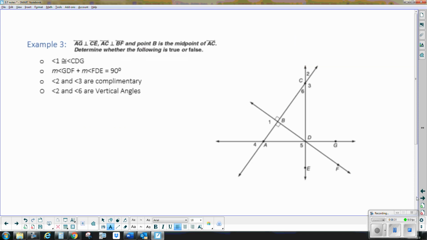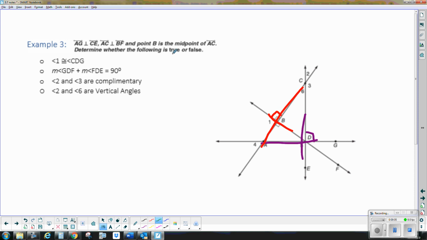Okay, let's look at our next example. First we're going to mark this diagram, and then we're going to determine whether each of the statements is true or false. So first of all, it says AG is perpendicular to CE. Just going to go ahead and outline that. Let's mark that perpendicular. And then it says AC is perpendicular to BF. This one already is marked perpendicular, so I don't have to do anything extra.